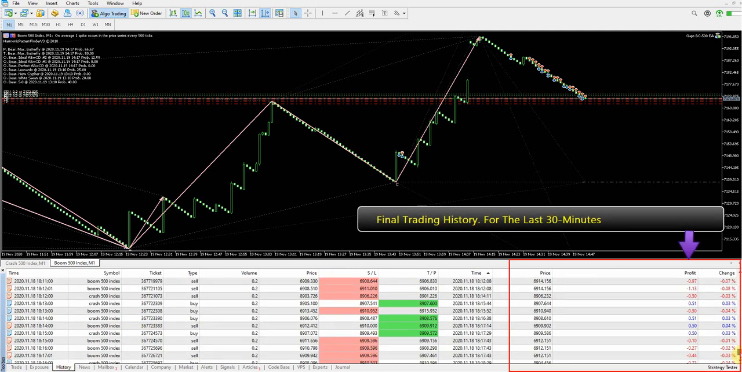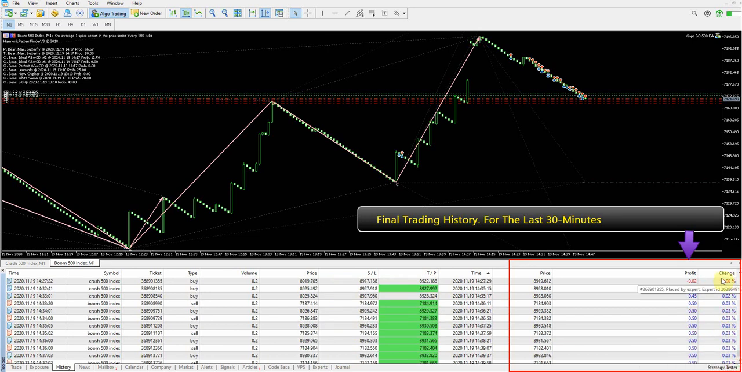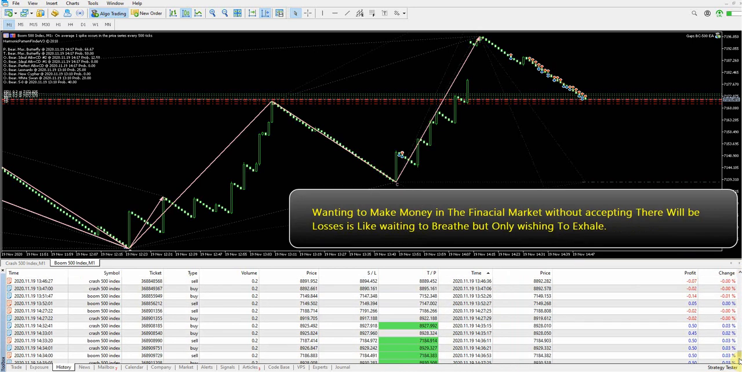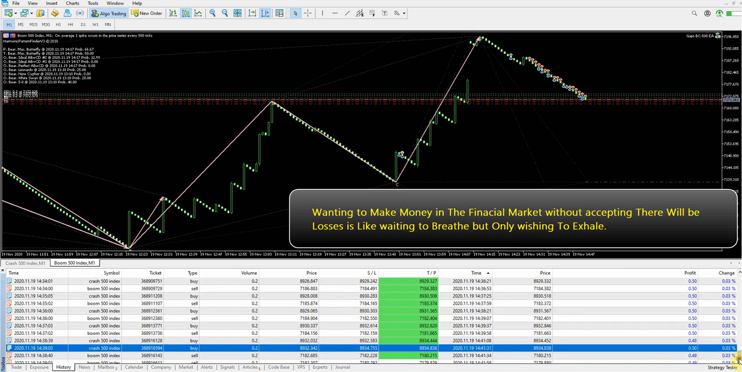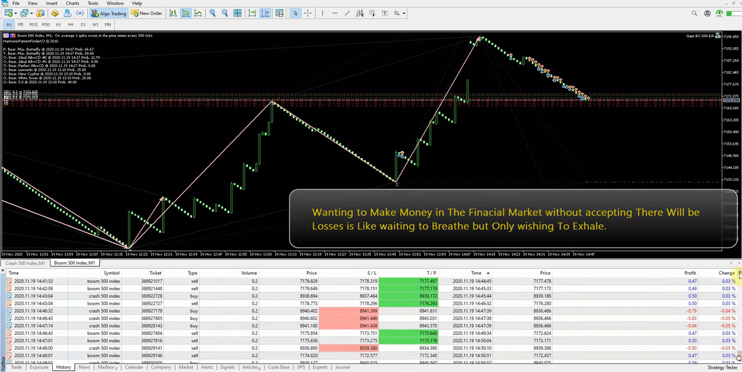This is the final trading history for the expert advisor during that trading session. The EA made profit at the end of the trading session, but it also made some losses. But the win rate was higher than the losing rate. Wanting to make money in the financial market without accepting there will be losses is like waiting to breathe, but only wishing to exhale.